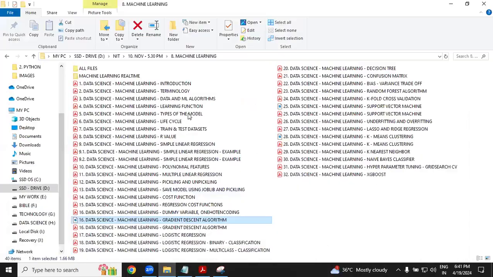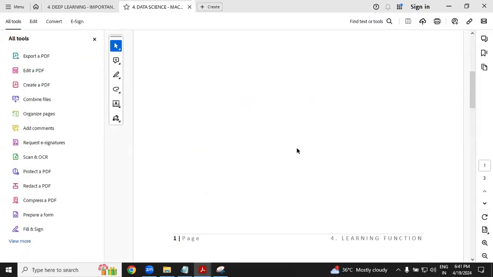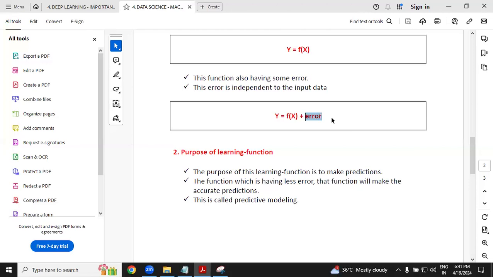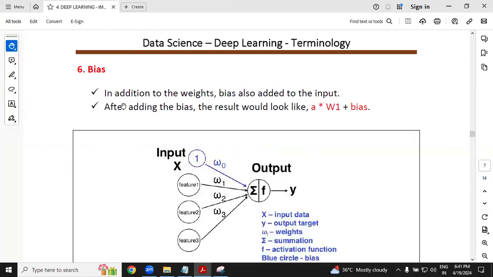I'm not sure how good you are in machine learning. Take the same diagram. Look at this one. What is this? Error value. That's why in a neural network, bias is nothing but an error, and it will be added to the network. Keep in mind that. In addition to the weights, the bias is also added to the input. After adding the bias, the result would be A into W1 plus bias. What is A? Input. W1, weight. Bias. Good.